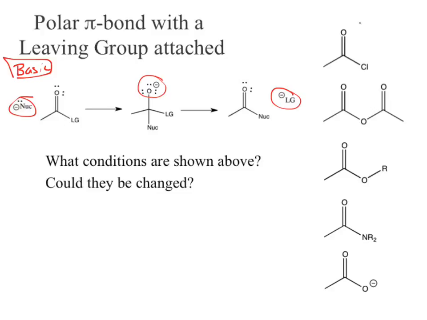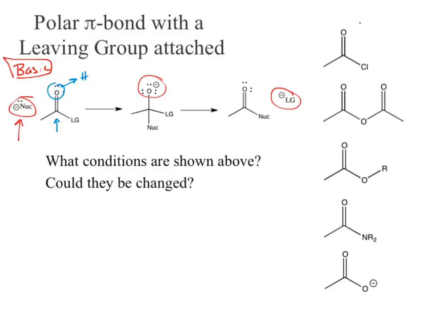So both of those kinds of conditions: base conditions affect our nucleophile. Acid conditions end up changing our electrophile, making the electrophile more electrophilic. But it doesn't change the substrate. It doesn't really change the nucleophile per se. Okay, it's just changing the strength of either of those two species.